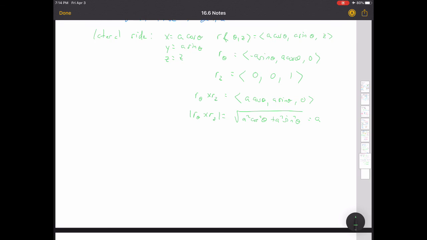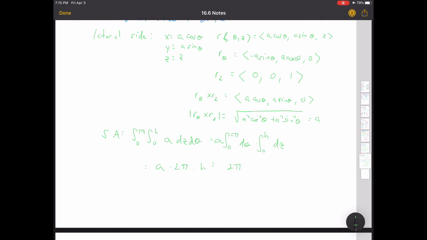So now let's go ahead and find the lateral surface area. Theta goes from 0 to 2 pi, z goes from 0 to h, whatever the height is, of a dz d theta. So let's go ahead and separate these things. The integral from 0 to 2 pi of d theta. We can pull the a out to the front, times the integral from 0 to h of dz. So we're going to get a times 2 pi times h.